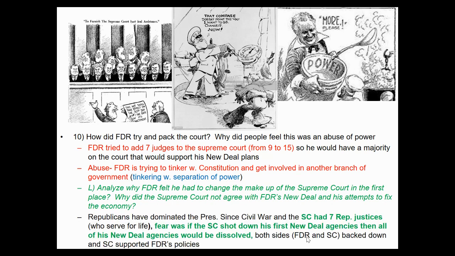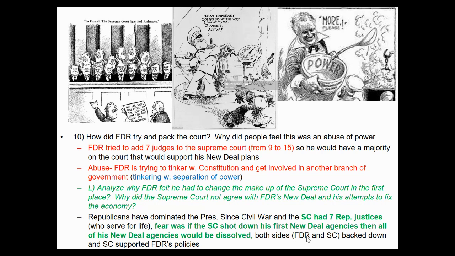And the answer to this, you have to understand, is that Republicans have dominated the presidency since the Civil War. There's only been 2 Democratic presidents before FDR since the Civil War: Cleveland and Woodrow Wilson, right? So the Supreme Court had 7 Republican justices, and these Republican justices serve for life. And remember, we said that Republicans are against the New Deal because it borders on socialism.